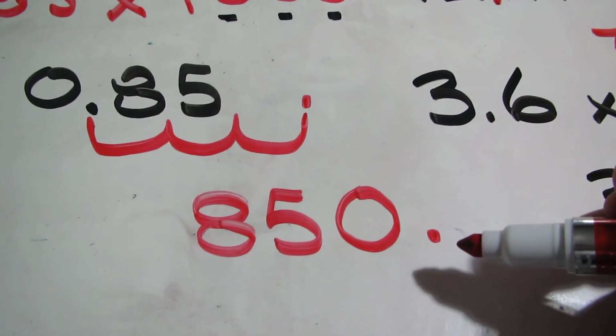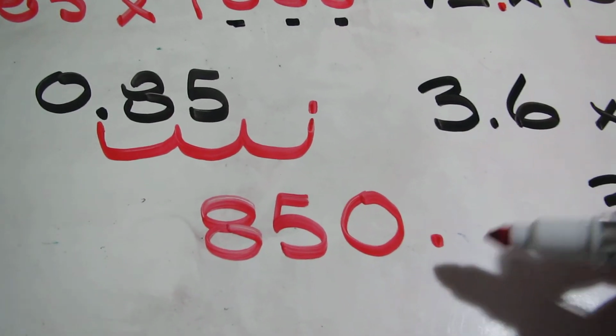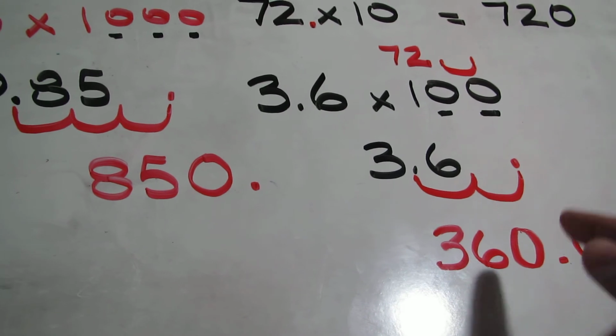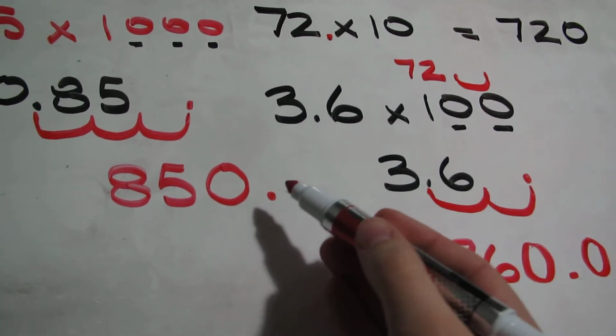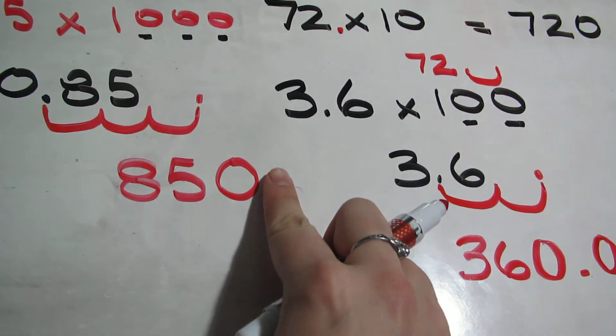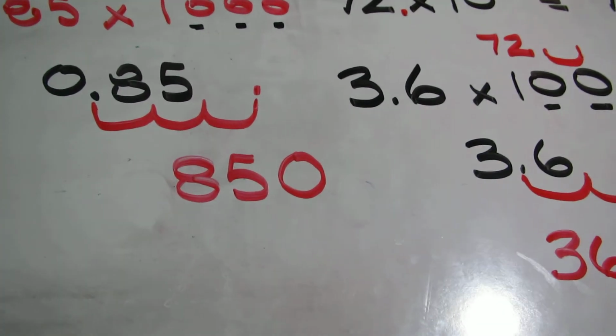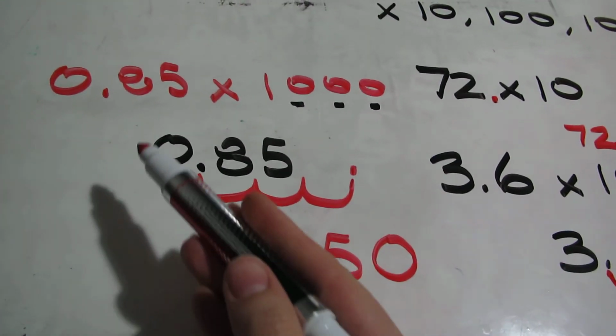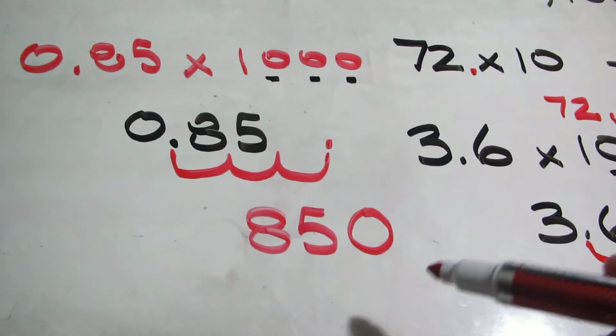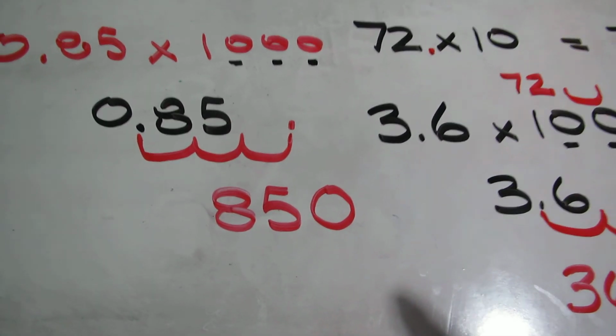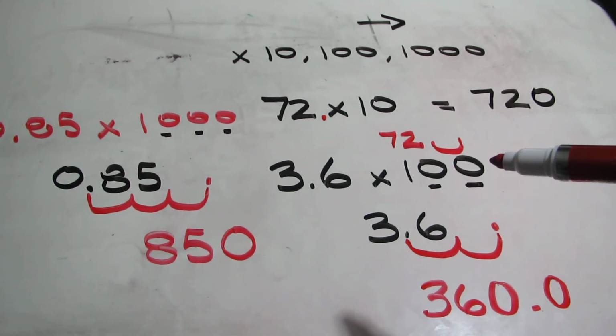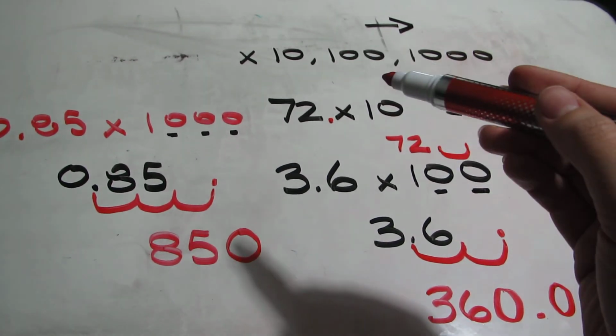And again, we have a whole number left over. So just like we did in our other example, you have a choice. You can put a 0 at the end, or you can just leave it as a whole number like that. So our answer to 0.85 times 1,000 is 850. And that is multiplying using the trick with 10, 100, and 1,000.